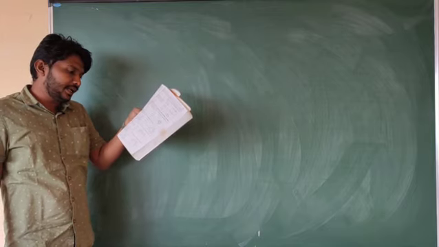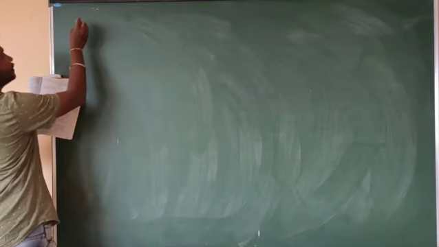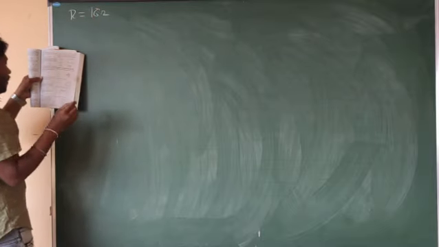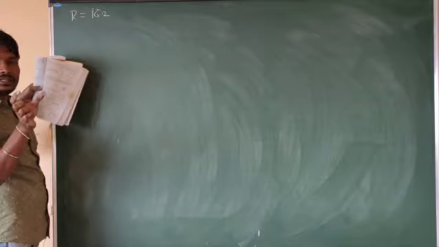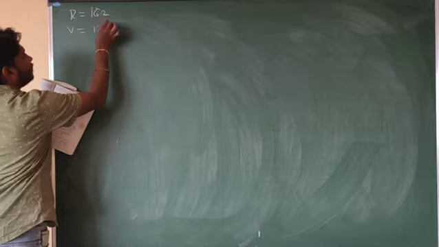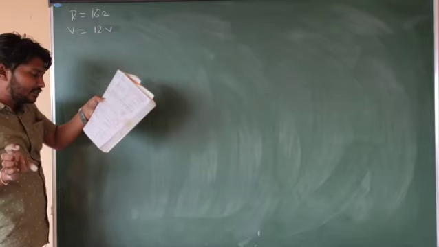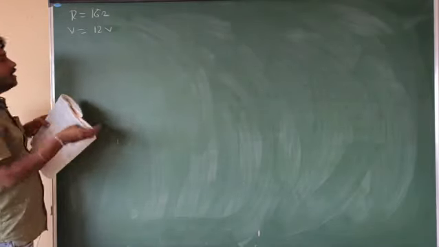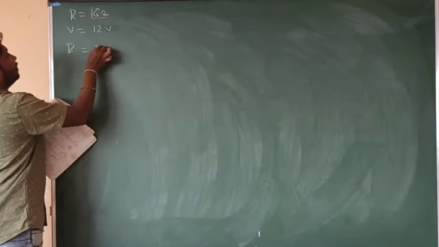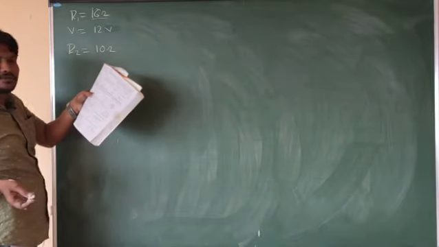When a battery is connected across a resistor of 16 ohm, the voltage across the resistor is 12 volts. So if you connect that battery to a 16 ohm resistor, its potential difference will be 12 volt. When the same battery is connected across a resistor of 10 ohm, the potential difference will be 11 volt.